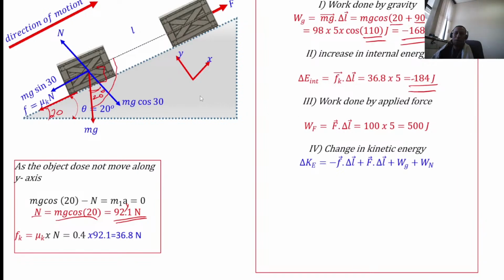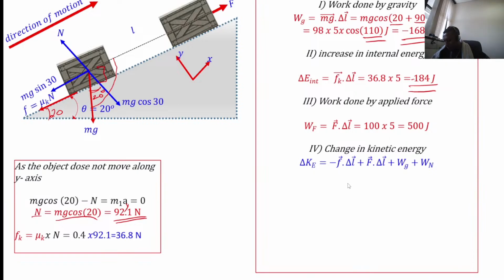Therefore, the change in kinetic energy is actually the sum of the actions of all the forces: frictional force, gravity, normal force, and then applied force. But remember, some of them are negative. As you can see here, the frictional force is naturally negative. Even though I forgot to put the sign there, I have it here.